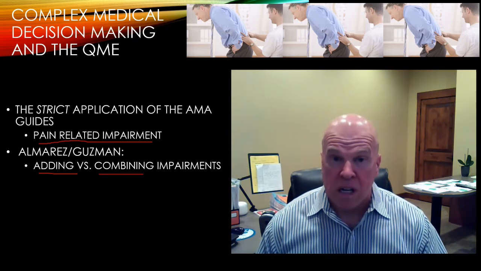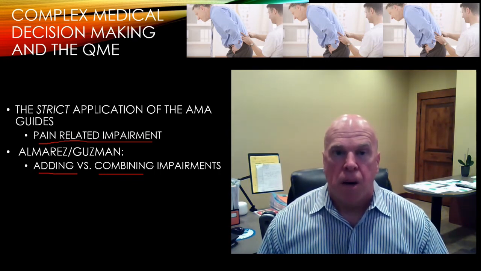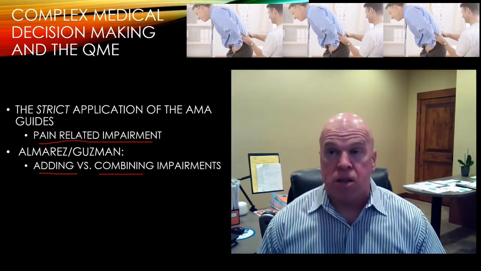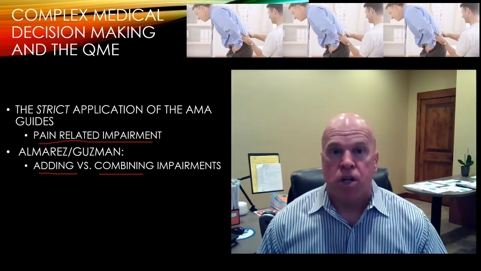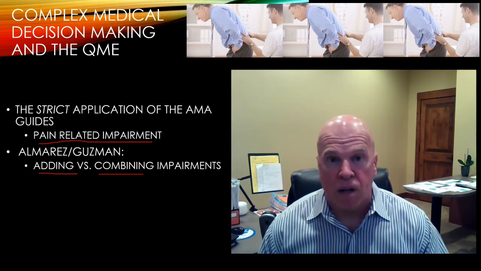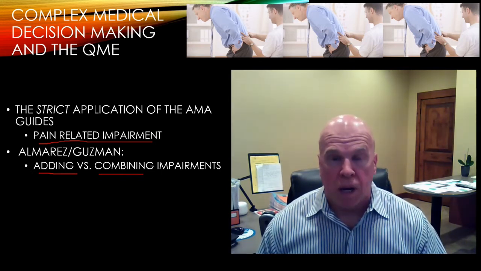Whatever you feel is the most accurate description of the examinee's multiple impairments, you can combine those impairments in any method that you feel is the most accurate, as long as you can explain how and why and make your how and why reasoning substantial medical evidence. Your opinion on the permanent impairment will be upheld.